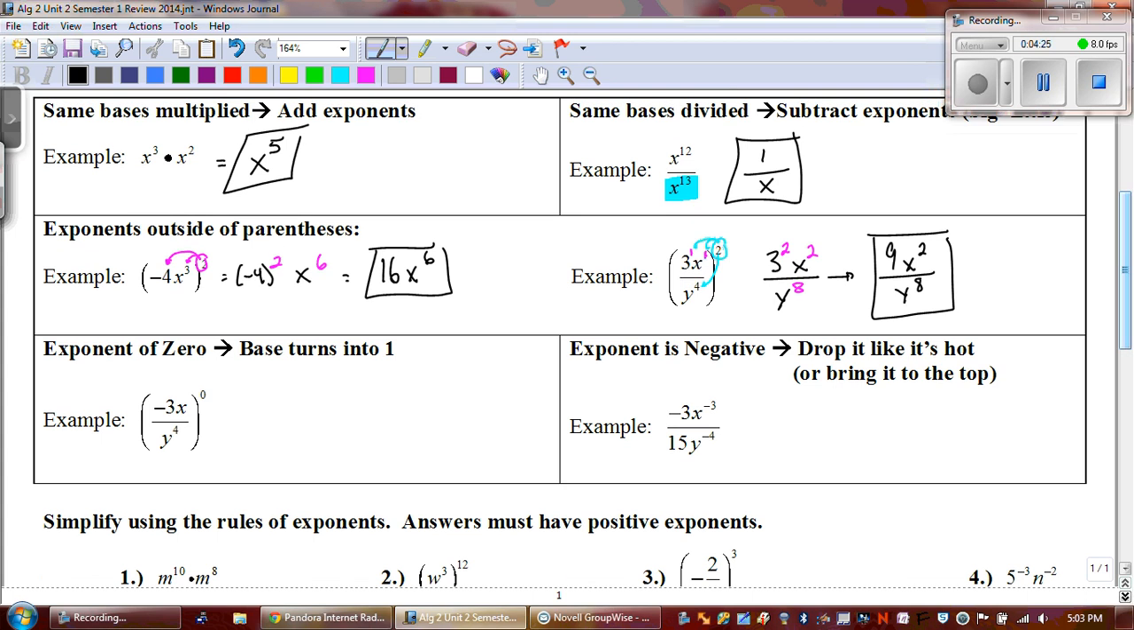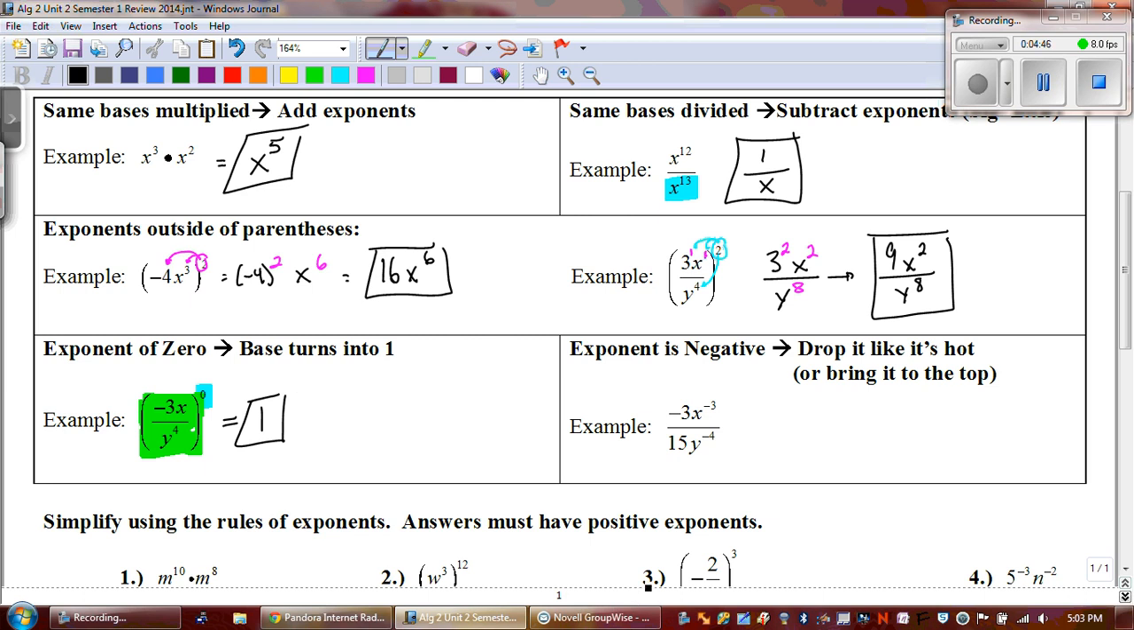Okay. The exponent of 0. We learned that if your exponent is 0, no matter what your base is, and in this case our base is all of this, if your exponent's 0, your base turns into 1. Okay?